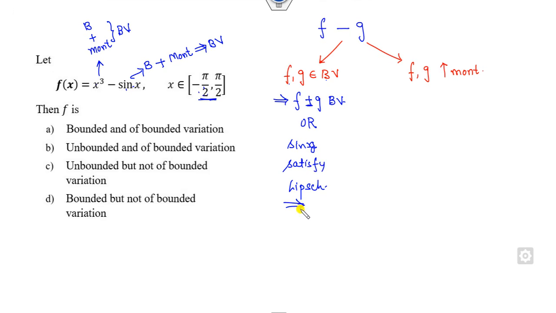Fine. So it means sin x is of bounded variation, and it's monotonic and bounded, so the difference is of bounded variation. So this is a bounded variation.